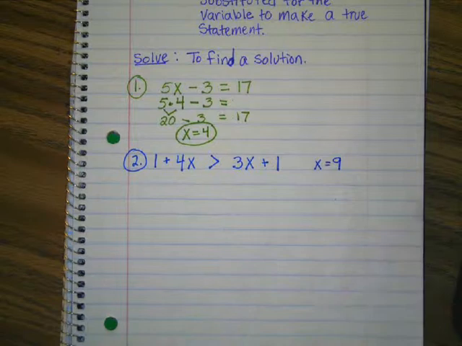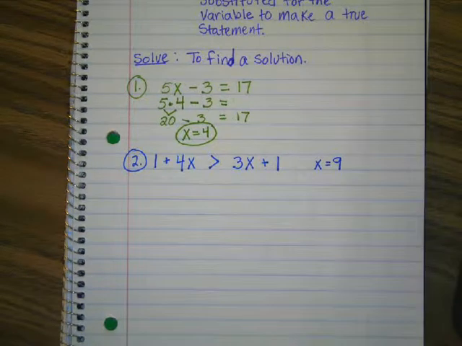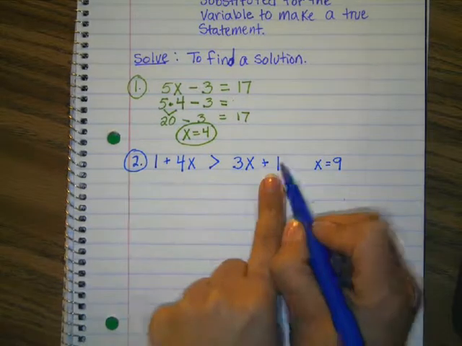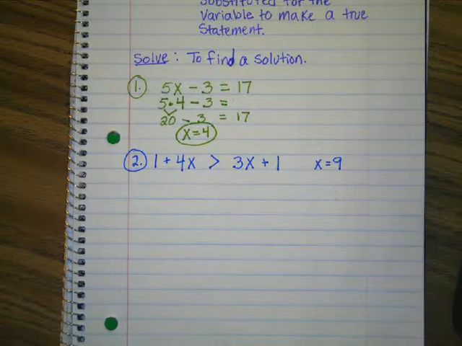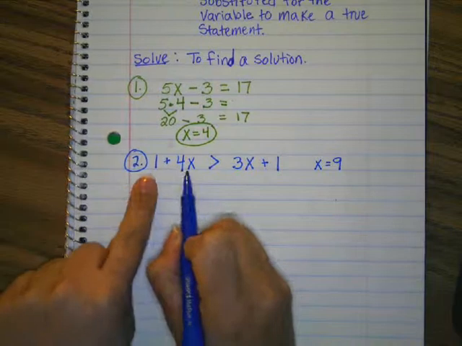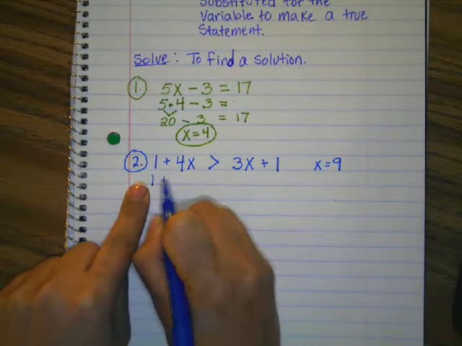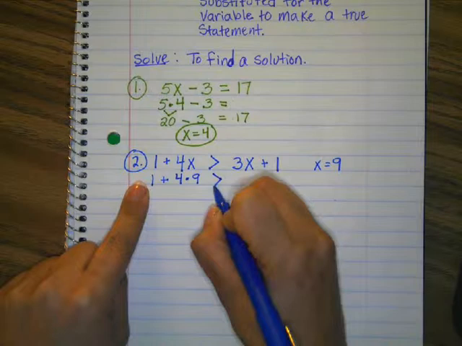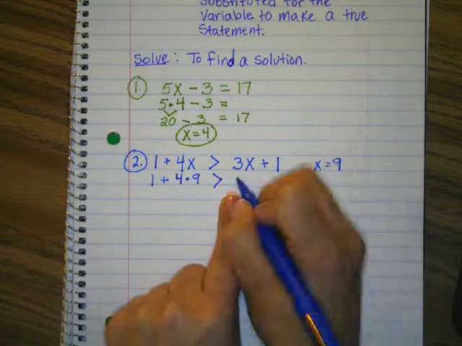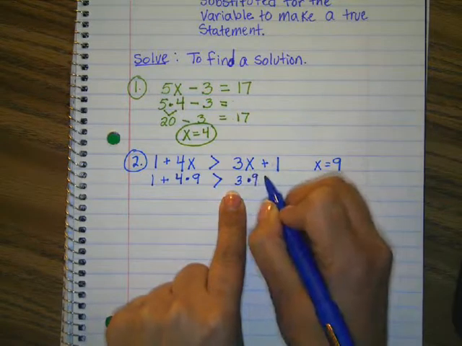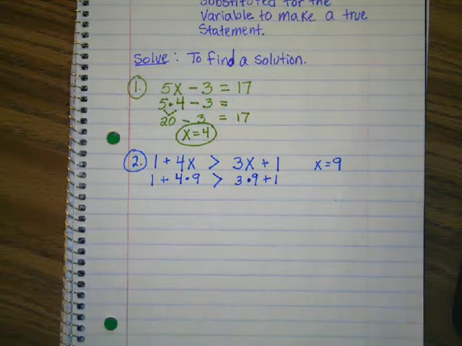So one thing I'm noticing is we have 1 plus on this side, and we have plus 1 over here. So I just don't want to forget those. So if x is 9, then I'm going to rewrite it as 1 plus 4 times 9 is greater than 3 times 9 plus 1. If it's true, then when I solve it, this value should be bigger than this one, right?